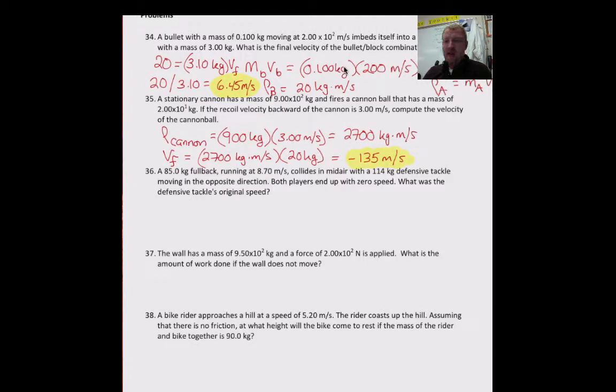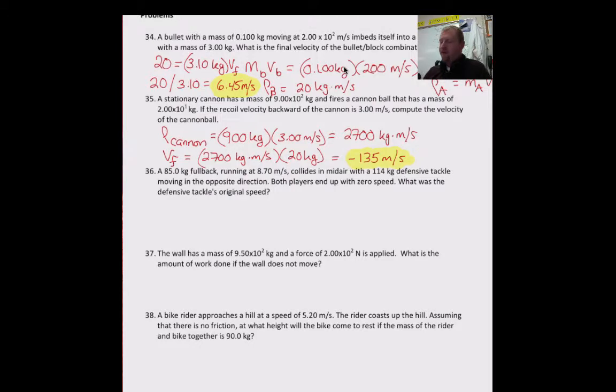Problem 36 is very much the same, because this one's easier than the cannon and cannonball problem. Basically, what you're working with here is one football player who's running, and he gets tackled and stopped dead in his tracks by another football player, which means that their momentums have to be equal and opposite in order to, when they collide, be at rest.